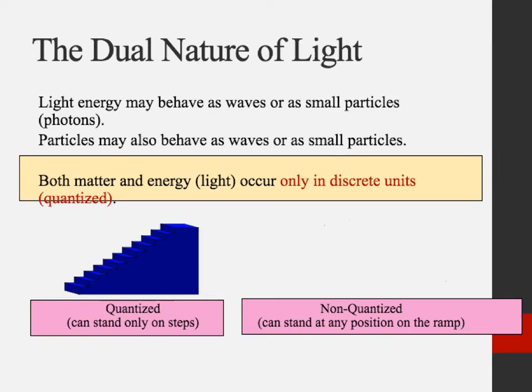So what have we learned so far? Light energy may behave as waves or as small particles, meaning photons. Particles may also behave as waves or small particles. And both matter and energy, light, only occur in discrete units, quantized. So here on the left you can see quantized, can stand only on steps. Here there's supposed to be a ramp, which is non-quantized. This supports how electrons move from the ground state to the excited state.